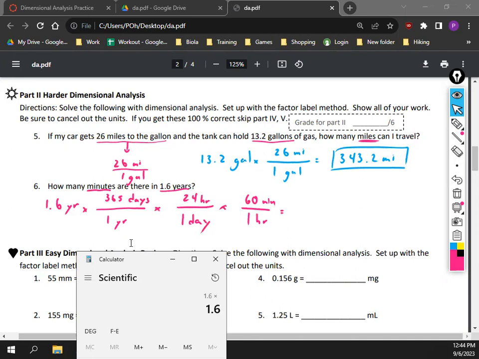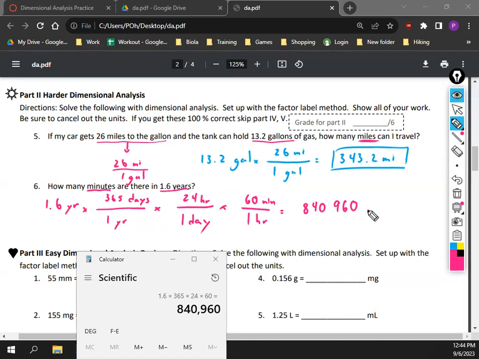So 1.6 times 365 times 24 times 60. Sorry, guys, I put a minus there. That's going to give you about 840,000. Yes, the answer is 840,000.